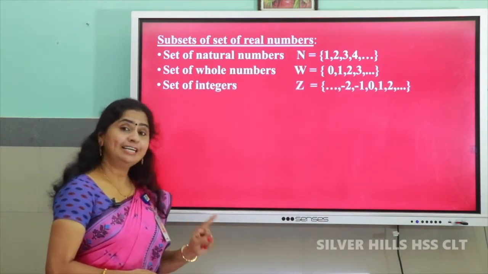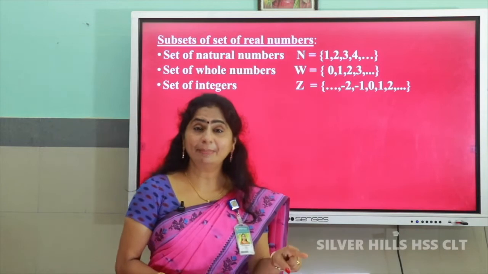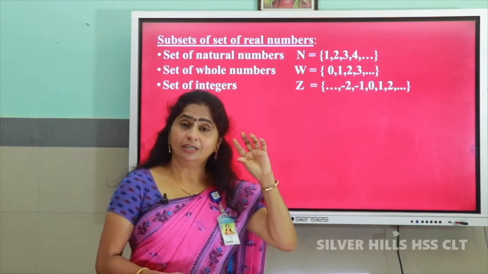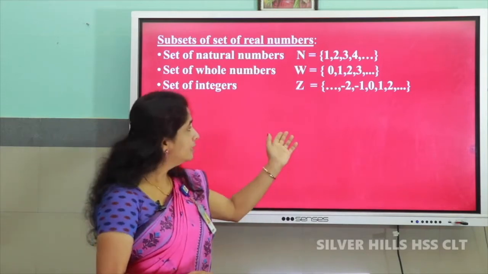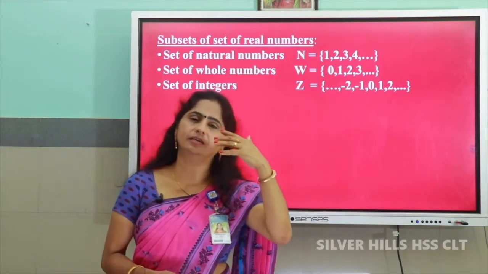Next, the set of integers, which is denoted by capital Z, which takes both negative values and positive values. So, we write it as ..., -2, -1, 0, 1, 2, ... It goes on.